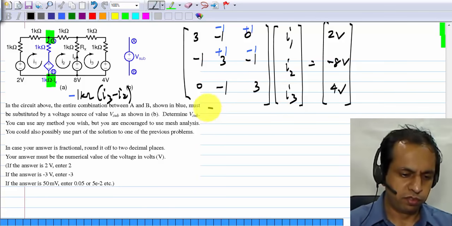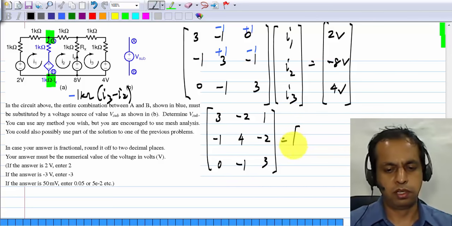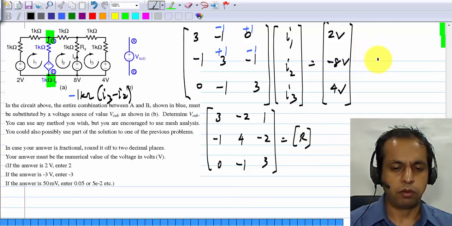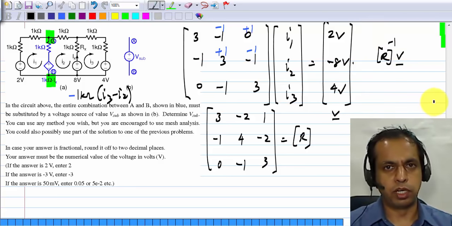So what do we have? We'll have 3 minus 2 1, minus 1 4 minus 2, 0 minus 1 3. So this is the resistance matrix. And from there you calculate, this is the source vector V. So R inverse times V gives you the currents I1, I2, I3.